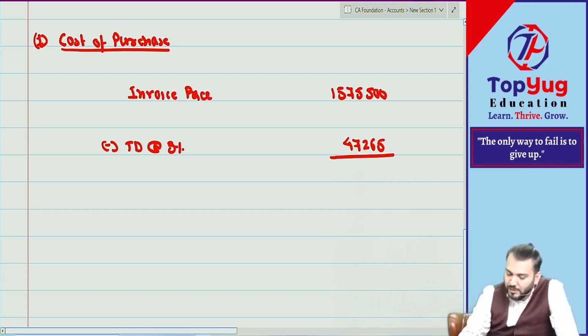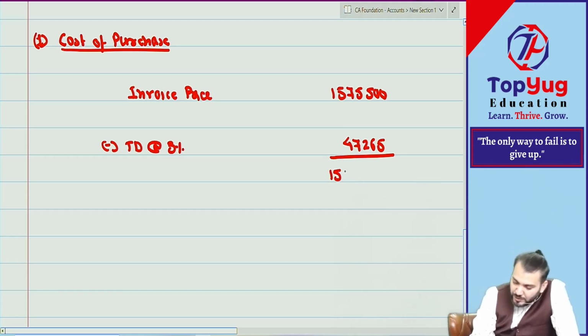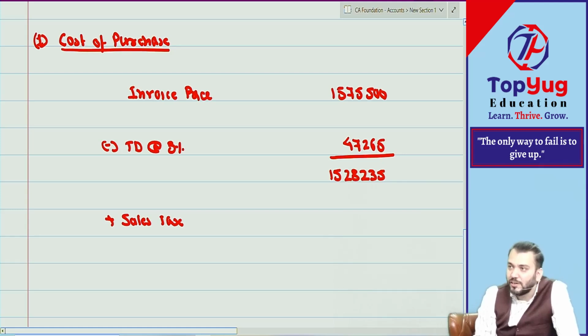No, first I said, 15,75,500 minus 47,265 is equal to what? 15,28,000. Then plus what? If nothing is given, always assume that it is non-refundable.